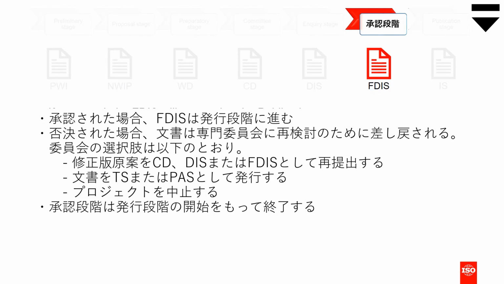If the draft is approved, then it goes to publication. If not, then the committee can resubmit the draft as a committee draft, a draft international standard, or another final draft international standard. Or they can publish it as a technical specification or a publicly available specification, both of which require lower levels of consensus. Or they can cancel the project entirely.